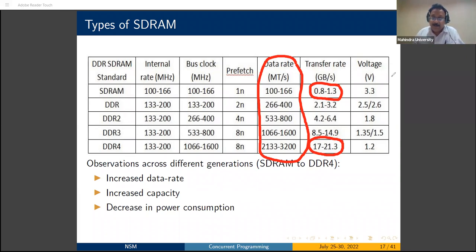Not only that, if you observe the voltage, DDR4 works at 1.2 volts, simple SDRAM works at 3.3 volts, and DDR works at 2.5 volts. That means you can see a decrease in power consumption. When the DRAM power consumption decreases, the overall power consumption also decreases, because the power consumption of the entire system depends upon the power consumption of the DRAM. DDR5 operates at 1.1 volts, so we don't find that big a difference between DDR4 and DDR5. That is why most people don't replace their DDR4s with DDR5s.